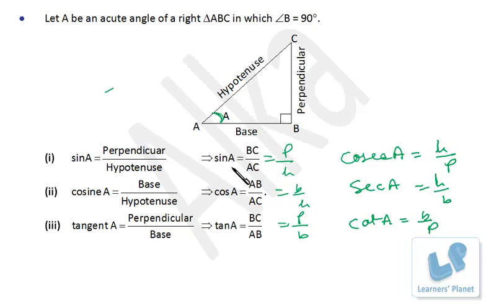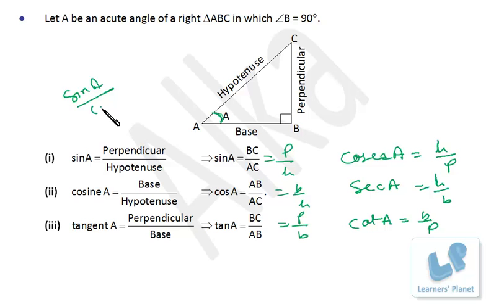So what is happening over here? Sin A is the reciprocal of cosec A and cosec A is the reciprocal of sin A. So sin A into cosec A will be 1. You can see P by H into H by P, that's 1. Similarly, cos A into sec A will be 1, tan A into cot A will be 1, right? And sin A by cos A is tan A, that we have already discussed.